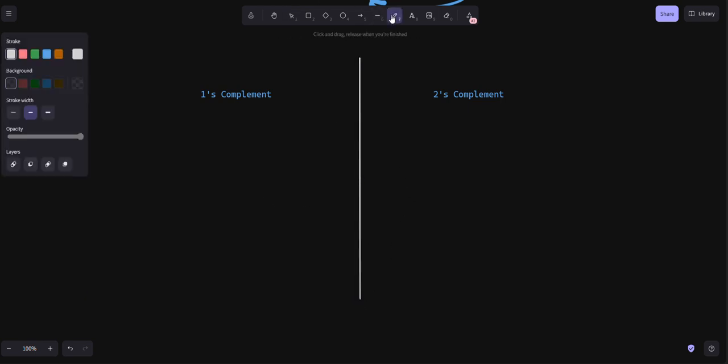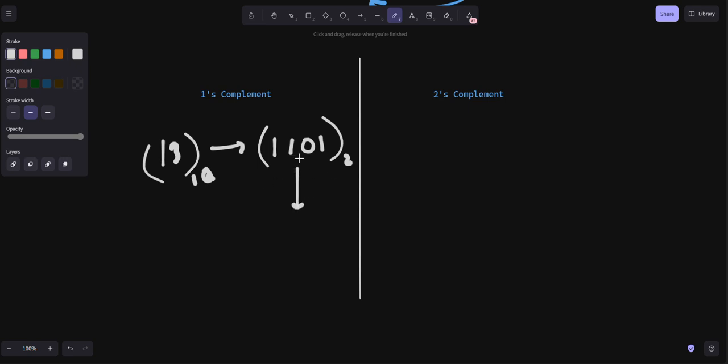So first, one's complement. Let's say that we are given 13, right? If you want to find one's complement of this 13, first of all, you need to convert it to the binary number, which is 1101, right? And then one's complement basically means you need to reverse all the bits, you need to toggle all the bits. So 1 will become 0, and 0 will become 1. So you have done one's complement here, right? One's complement basically means you are just toggling all the bits, right?